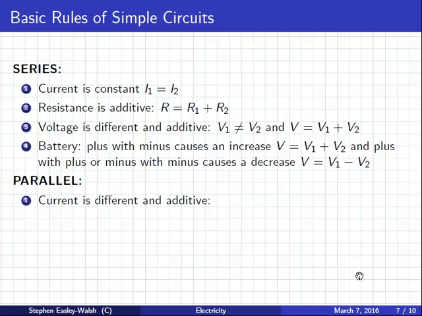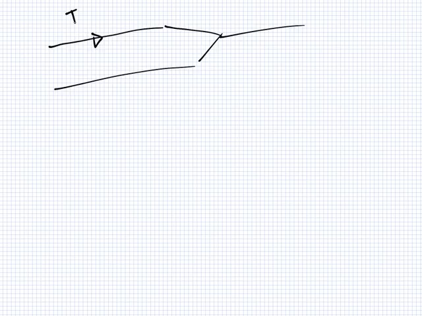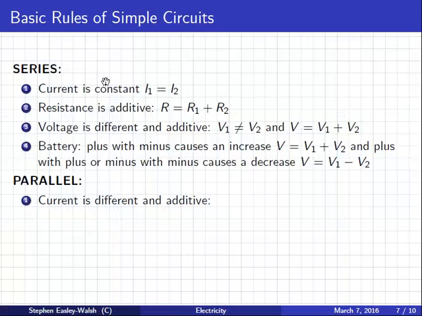Parallel. Current is different and additive. So what I mean by that is, here they are in parallel, and maybe they combine together. We actually saw this one earlier. If this current is I1 and this current is I2, then the current here on the ammeter would say I1 plus I2. And they are different. They're not equal. So you have I1 does not equal I2, but they add together.